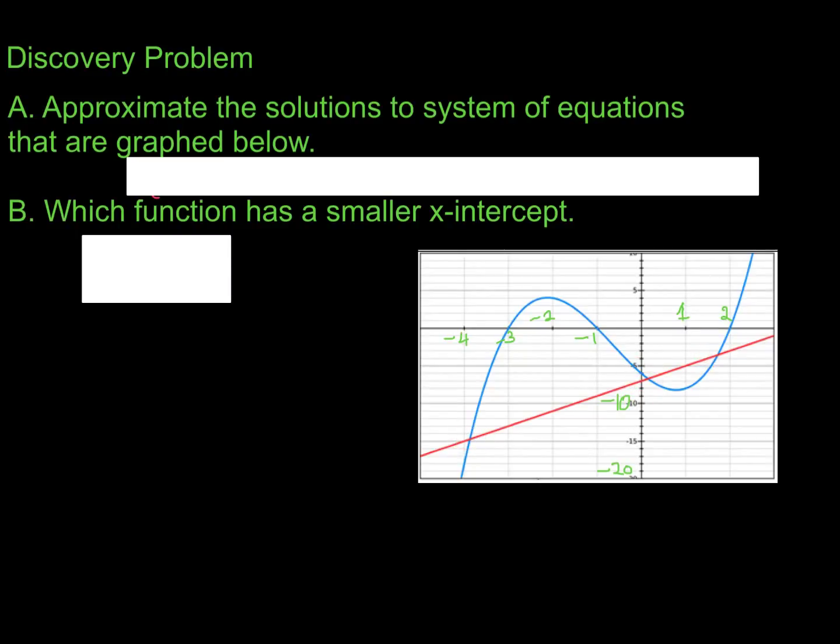So if we're looking for those points, we want to approximate them. We're going to try and get as close to the correct x value for which they are going to intersect. So here we can see it's in between -4 and -3, closer to -4. So I might say -3.9.